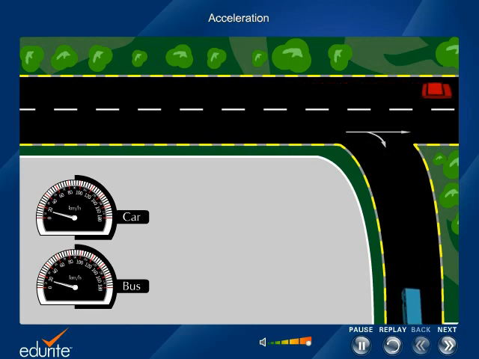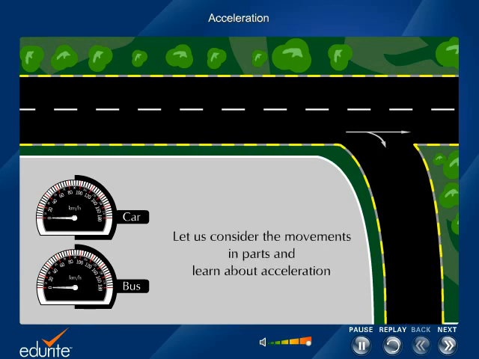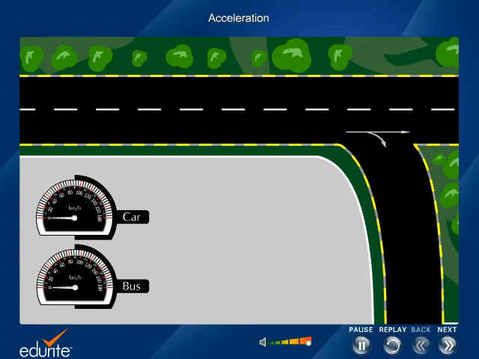The bus slowed down before it came to a halt. Is this also called acceleration? Let us consider the movements in parts and learn about acceleration. The speedometers of the bus and the car are displayed here. Observe the needle of the speedometer.